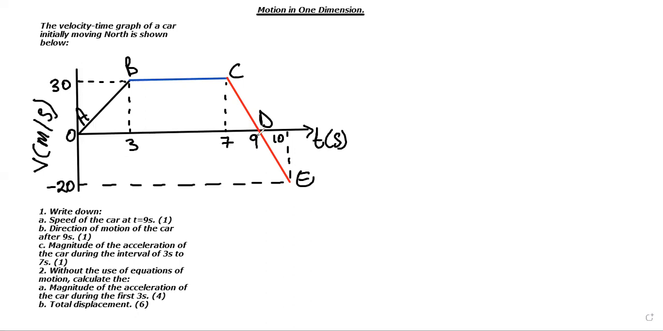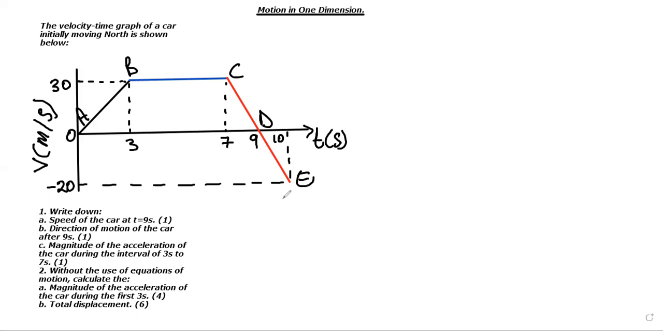But the difference is that for the part CD, the acceleration in the opposite direction means the car is slowing down. However, for the part DE, it means the car is speeding up. But of course, it has changed the direction. Sorry for so many words. I just want you to understand. Awesome. So let's go to the actual questions.